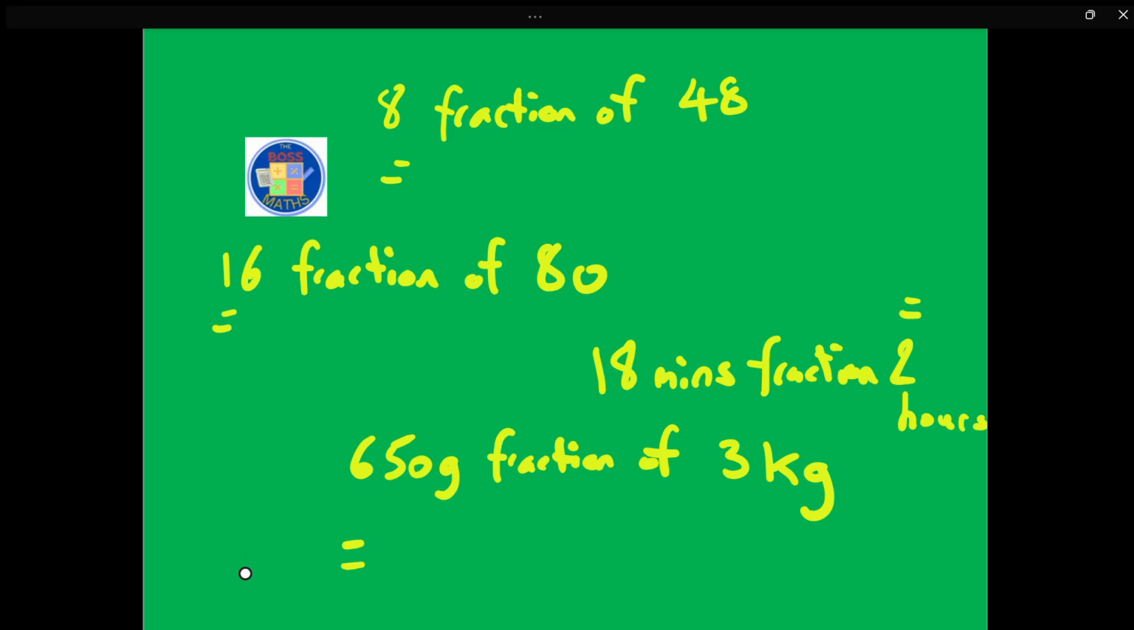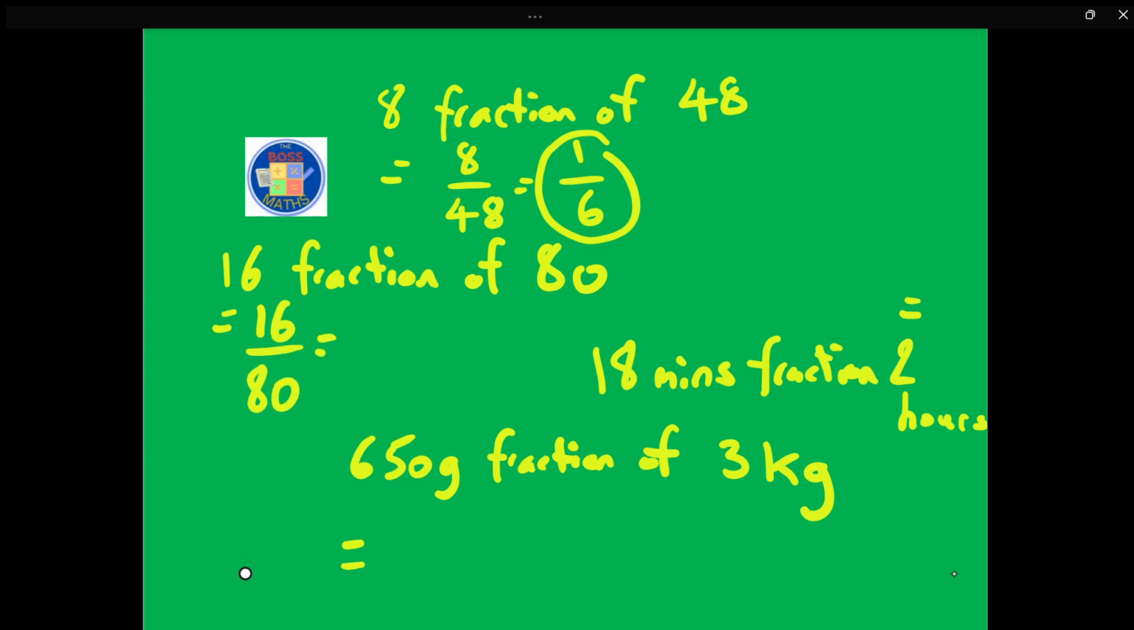Okay, let's see what we get for these. First one becomes 8 over 48. Highest times table, 8 times table, 1 over 6. 1/6 is the first answer. Second one, 16 over 80. Highest times table is, well done, you got it, 16s, 1 over 5.